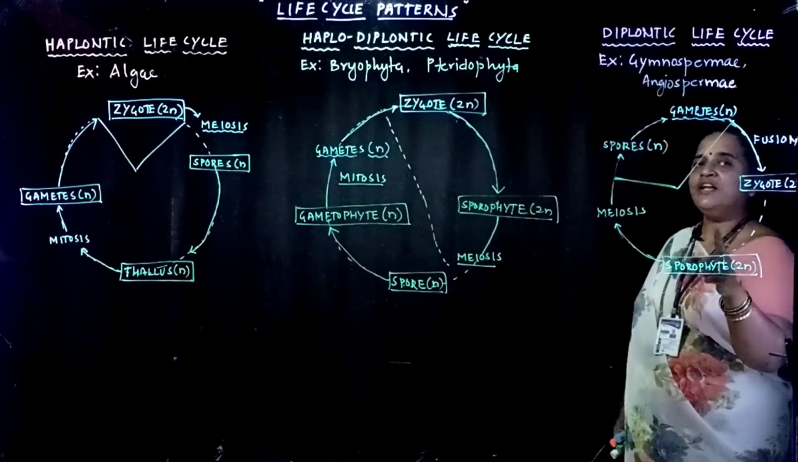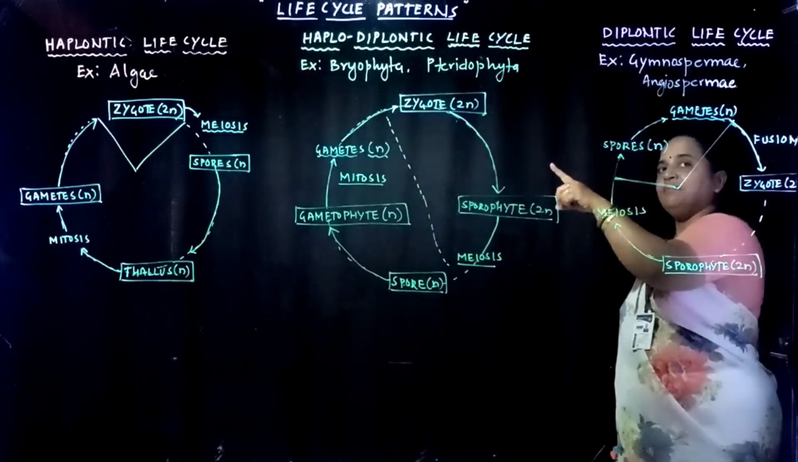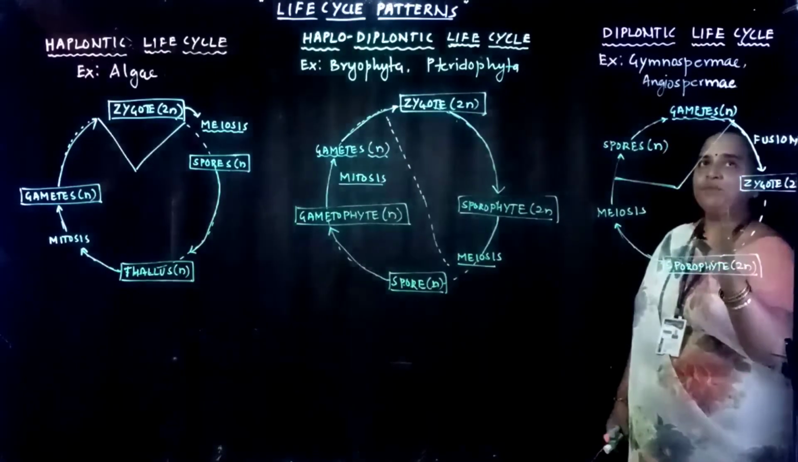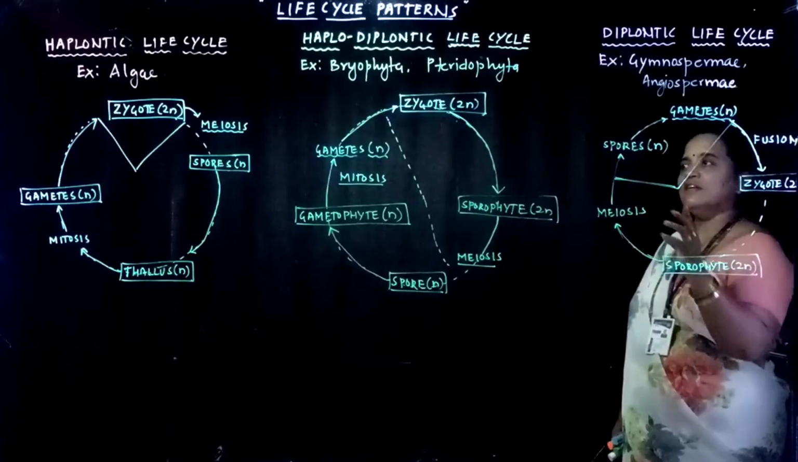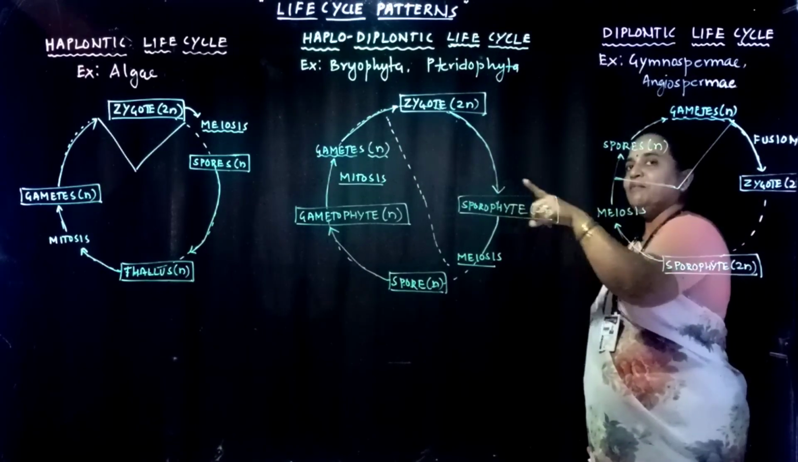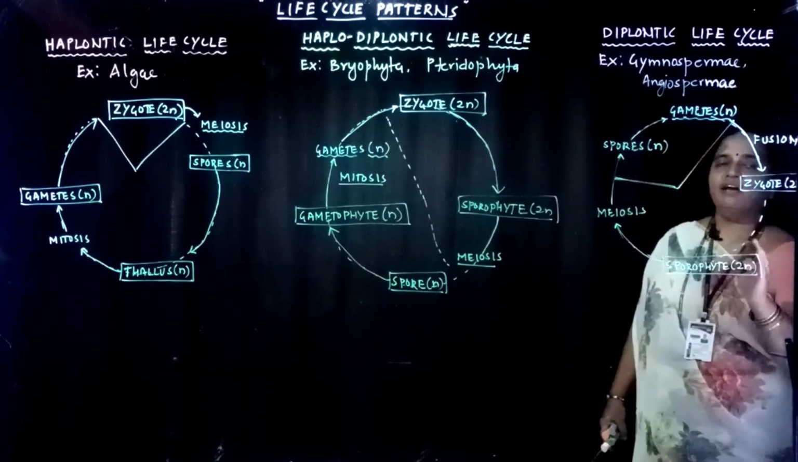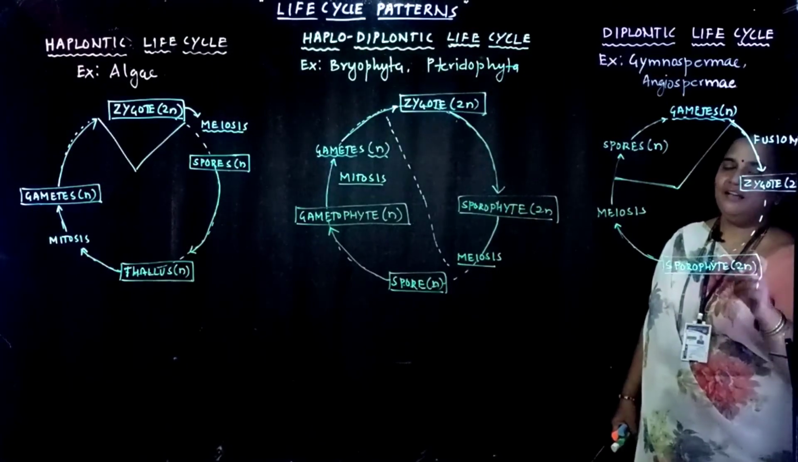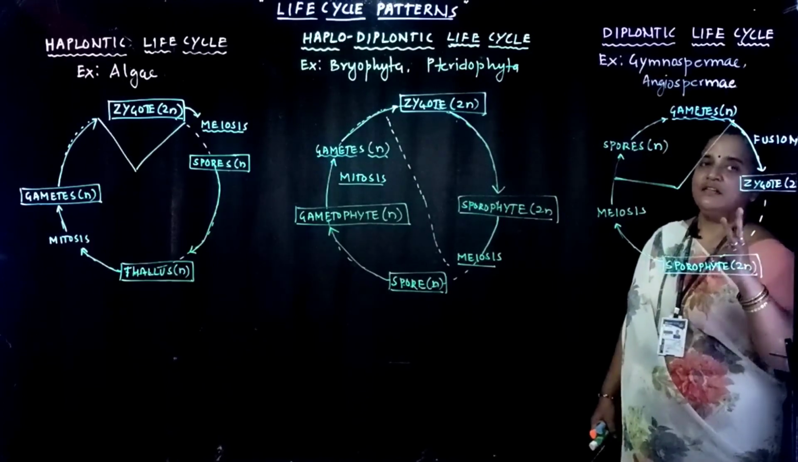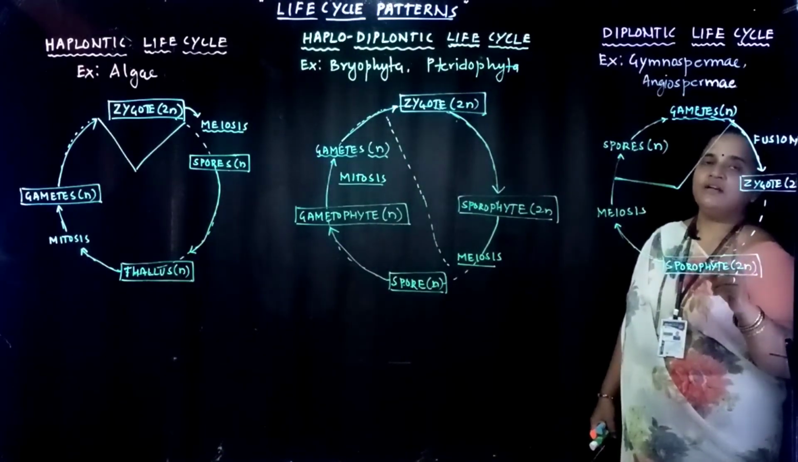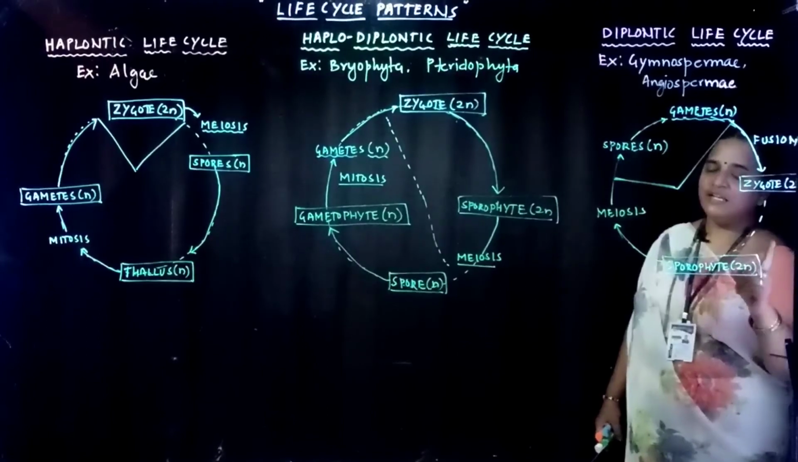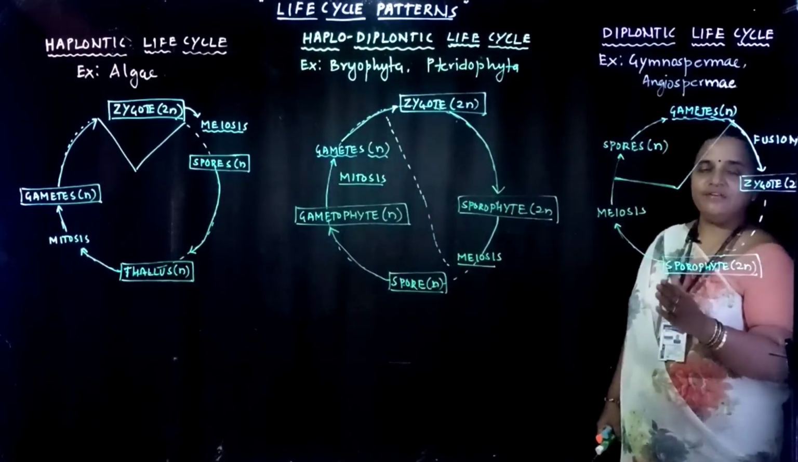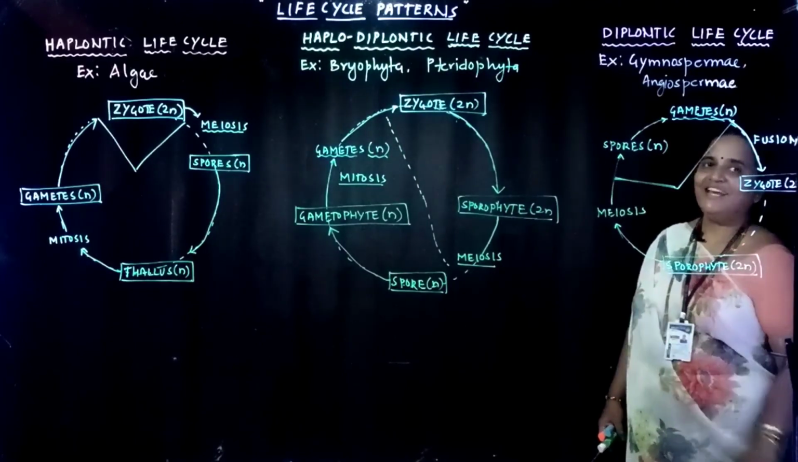Here pre-zygotic meiosis occurs. There post-zygotic meiosis occurs. Here gametes are produced by meiosis. There gametes are produced by mitosis. With this, I will conclude patterns of life cycle in Kingdom Plantae. With this, we have completed the third chapter in Unit 1, Diversity in Living World. First topic is Living World, second is Biological Classification, third is Kingdom Plantae. Thank you very much.